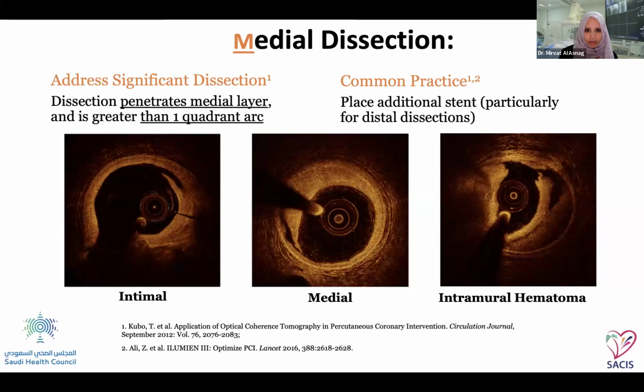If we start with the medial dissection, what you want to look at is what is considered a significant dissection. You want something that goes beyond the media and is greater than 1 quadrant. So if you look at the first image on the left, this is just restricted to the intima. The second one is extending deeper into the media. And the third one is now not just a dissection. Now you're talking about a hematoma that you can actually see.